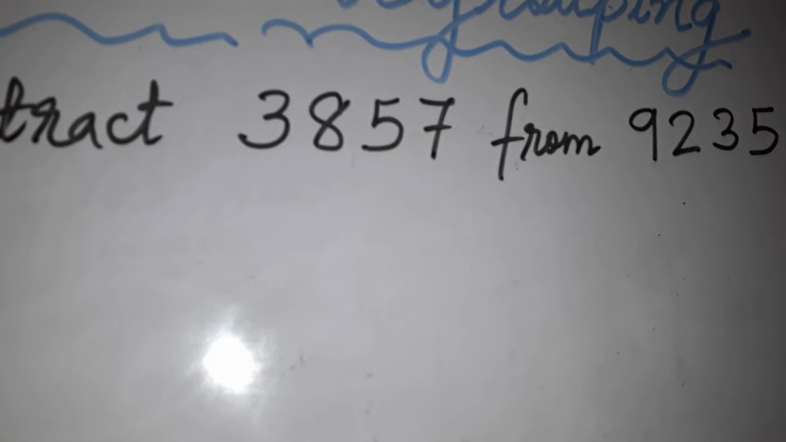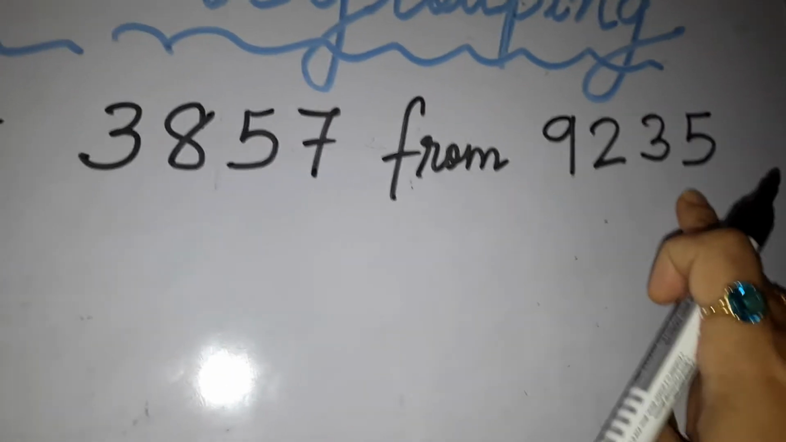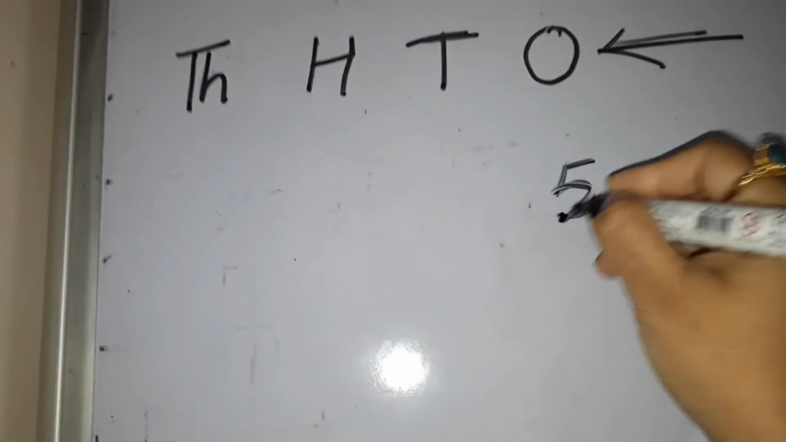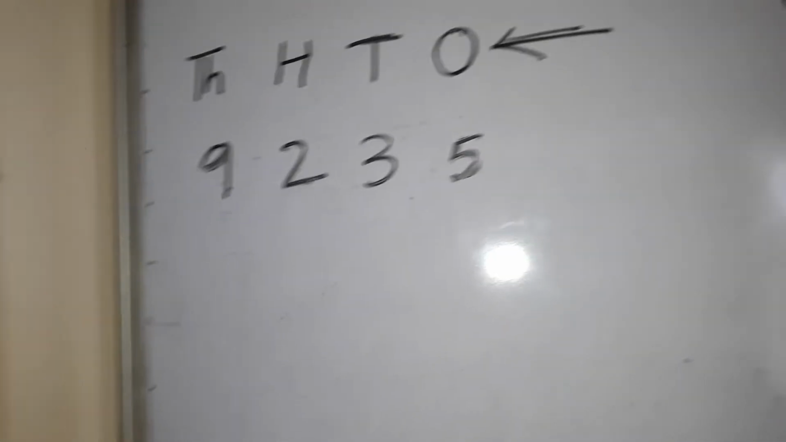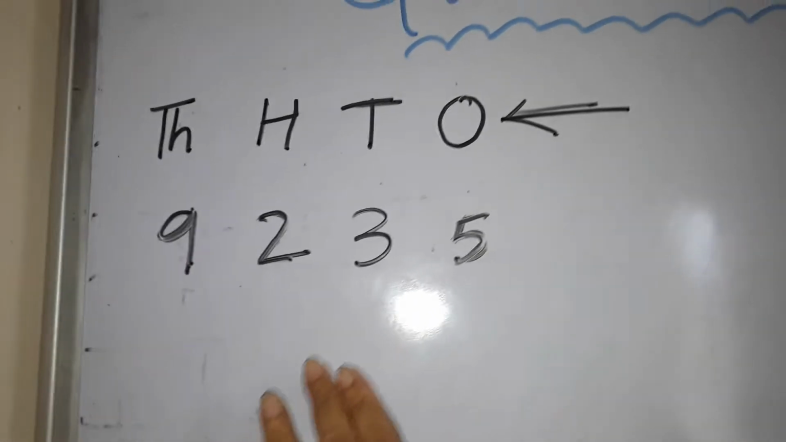So let's start placing the digits of the bigger number. From the right hand side, the first digit is 5. Then the tens place digit is 3. Then the hundreds place digit is 2. And the thousands place digit is 9. So I have written all the digits of the minuend, that is the larger number, in the first row.